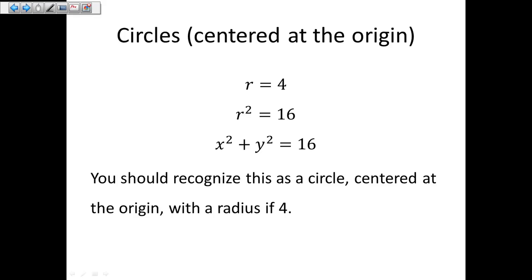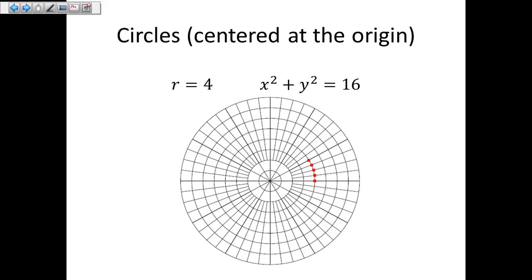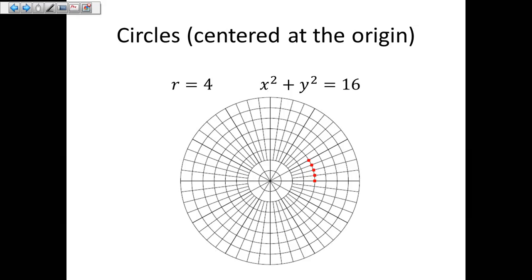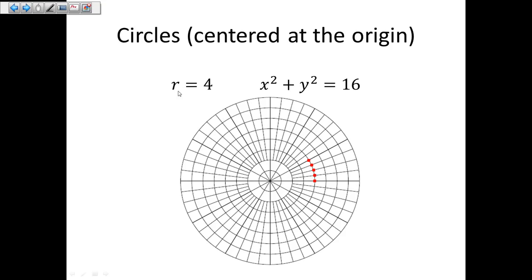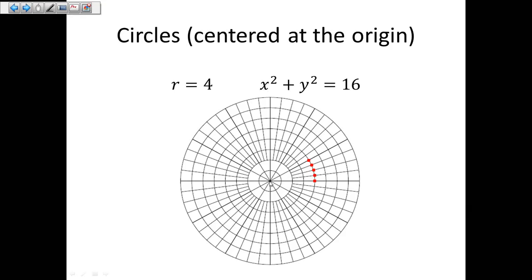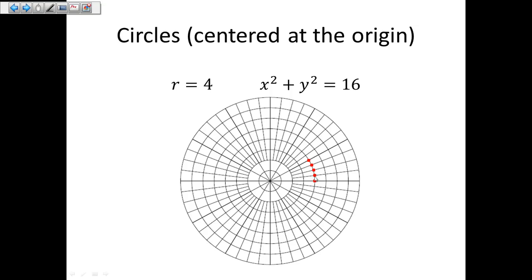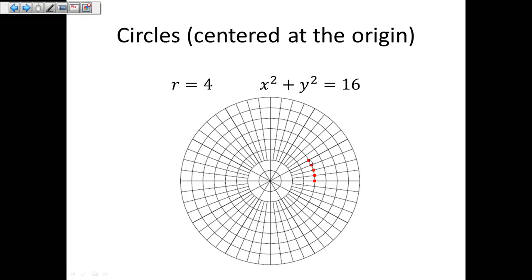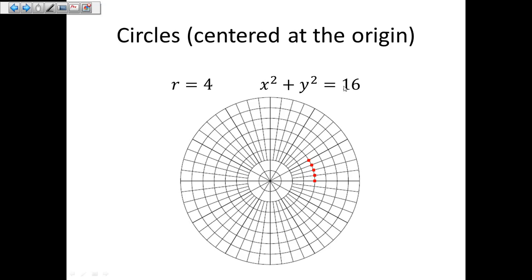Now let's graph it. If I were to graph this on my polar coordinate system, I would be graphing points that are 4 units away from the pole. So here's the pole, and I plotted some points that are 4 units away. But I shouldn't have to plot points. I know what this is going to create. It's going to create a circle with a radius of 4 that's centered at the origin.